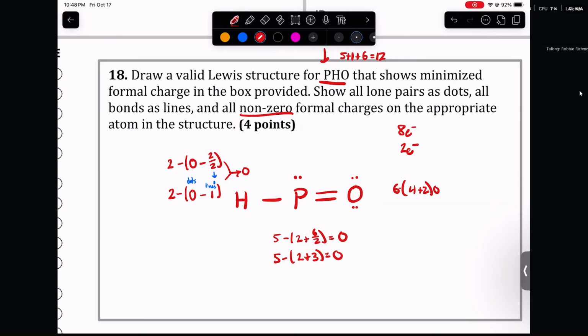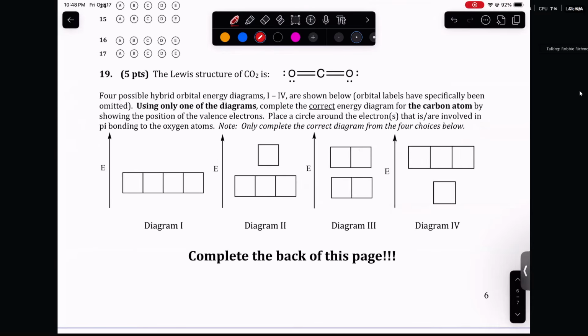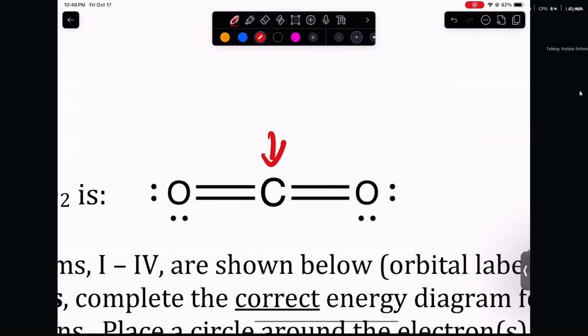Alrighty, cool. Going on to question 19, we have the Lewis structure of carbon dioxide, and we are given 4 possible hybrid energy diagrams shown below. Using only one of the diagrams, complete the correct energy diagram for the carbon atom, so really only focusing on this guy right here, by showing the position of the valence electrons. Place a circle around the electrons that are involved in pi bonding. And that's it. Alrighty, so looking at carbon dioxide, how many electron domains are there?